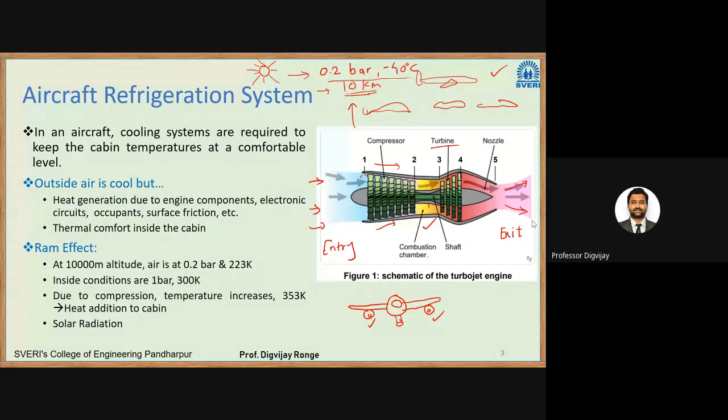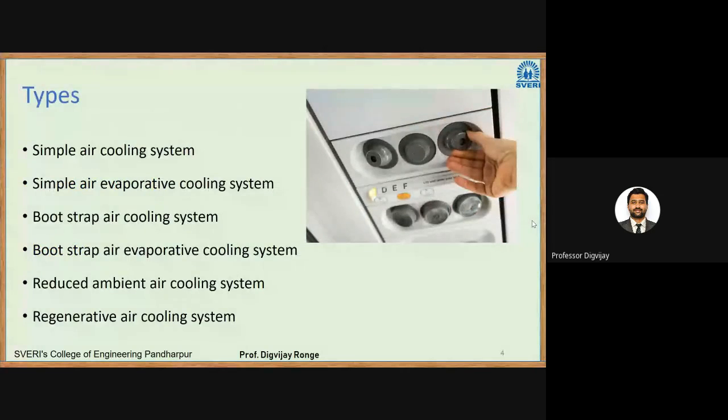Now we'll move towards our topic, that is the aircraft refrigeration system. So what are the types we'll see? First is the simple air cooling system. Second, the simple air evaporative cooling system. Third is the bootstrap air cooling system. Fourth is the bootstrap air evaporative cooling system. Fifth is the reduced ambient air cooling system. And sixth is the regenerative air cooling system.